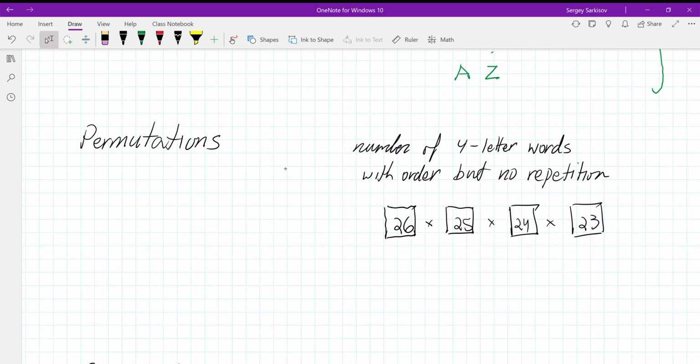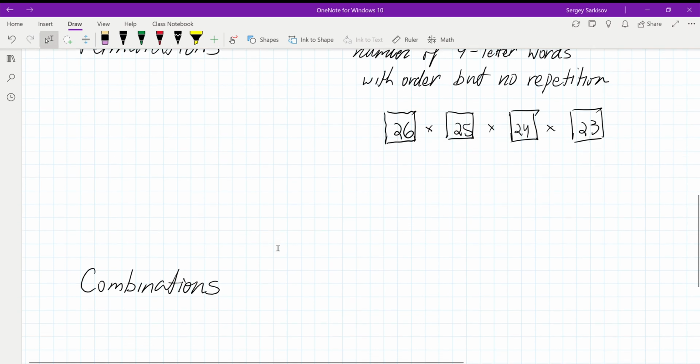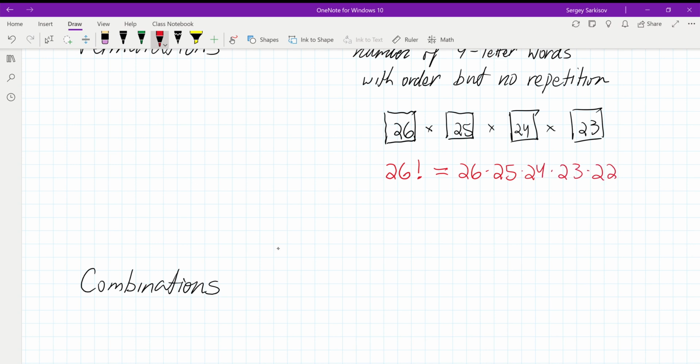Let's talk about something on the side. There's a symbol, an exclamation mark, called factorial. So 26 factorial means 26 times 25, going down by 1, times 24, times 23, times 22, and you multiply all the way down to 3 times 2 times 1. That's what it means to do factorial.